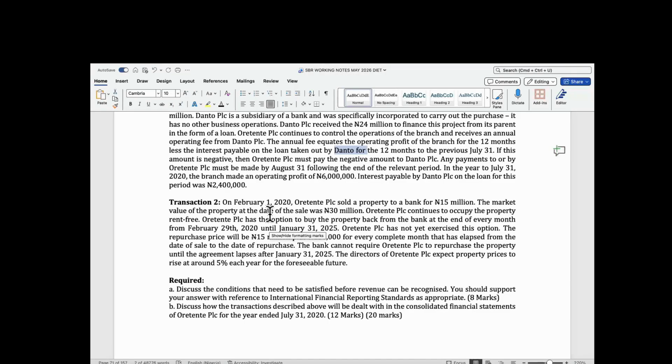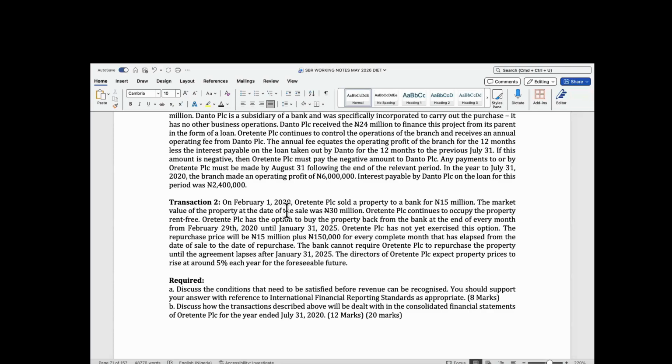Okay. Authentic PLC continues to occupy the property rent-free. Authentic has the option to buy the property back from the bank at the end of every month from February until January 2025. Authentic has not yet exercised this option. The purchase price will be 15 million plus 150,000 for every complete month that has elapsed from the date of sale to the date of repurchase. The bank cannot require Authentic to repurchase the property until the agreement lapses after January 31st, 2025.